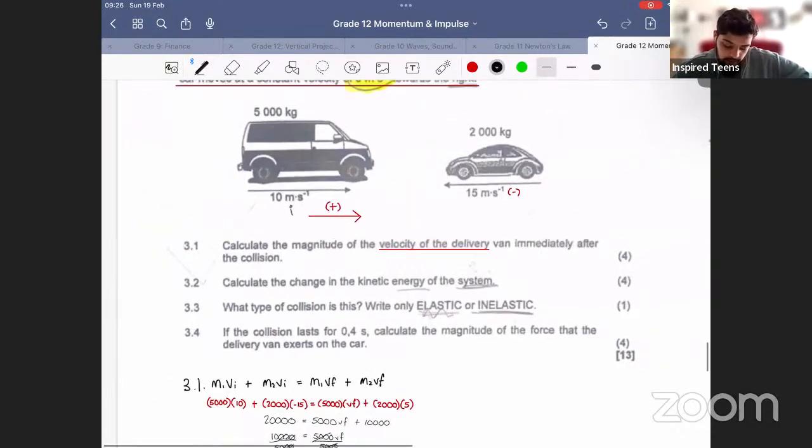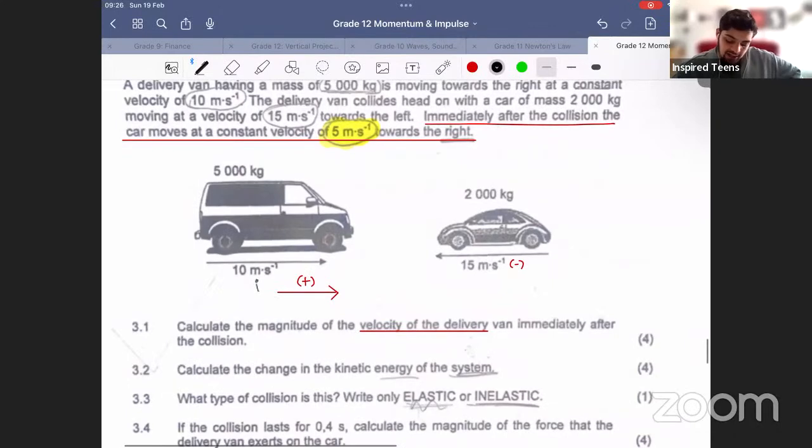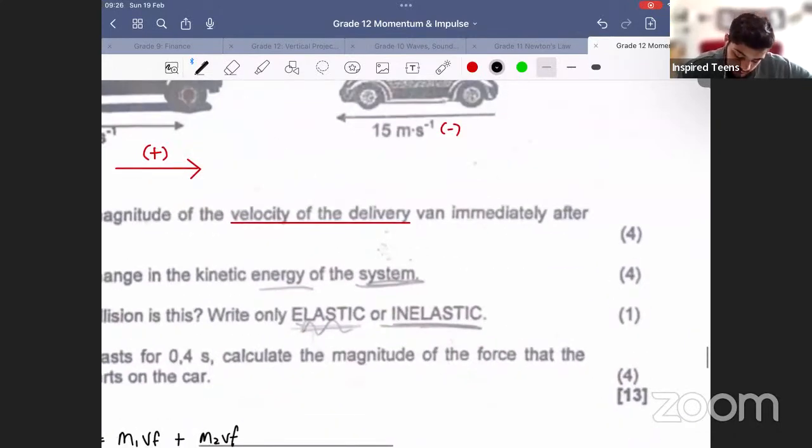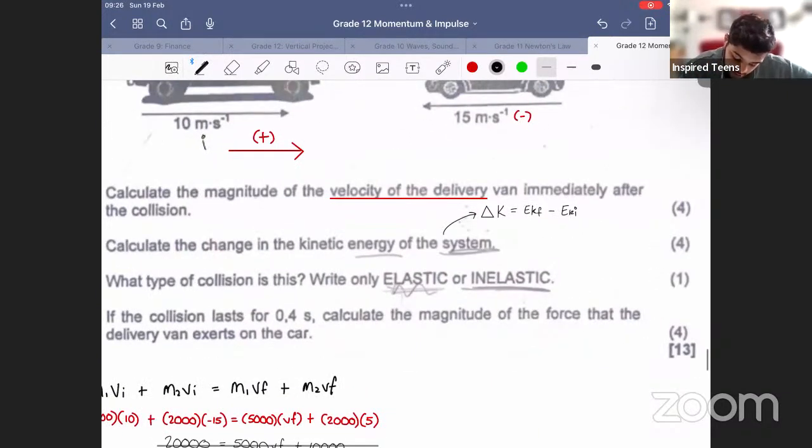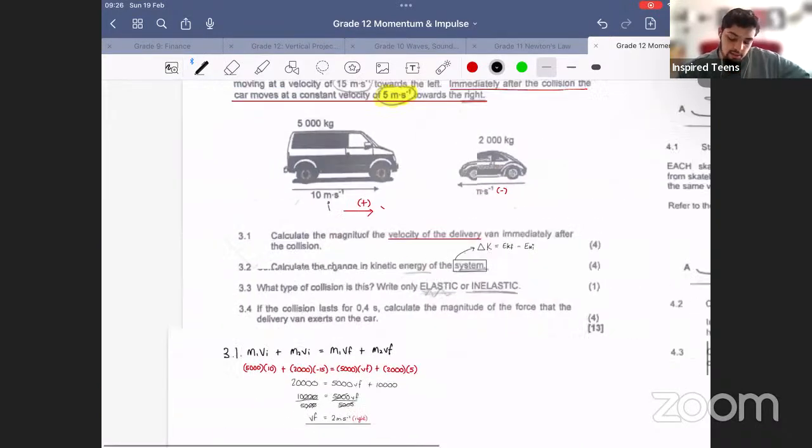Let's move on to the next one. Calculate the change in kinetic energy of the system. So change in kinetic energy of the system, that is delta K. Change in kinetic energy, which is EK final, kinetic energy final, minus EK initial. Remember, of the system, keyword system. You're not just talking about one object. They want of the system, meaning both objects.